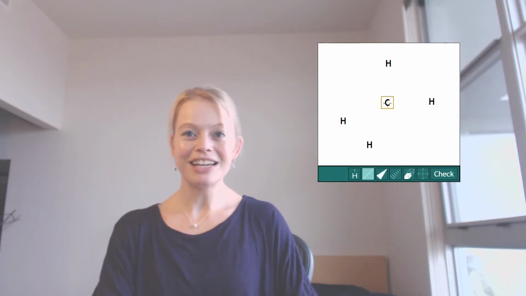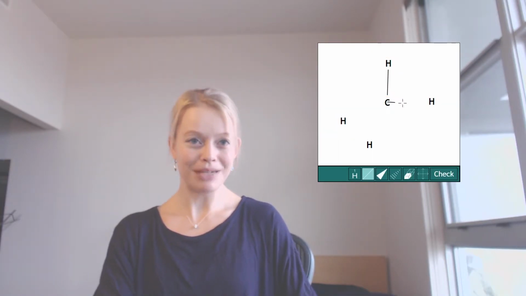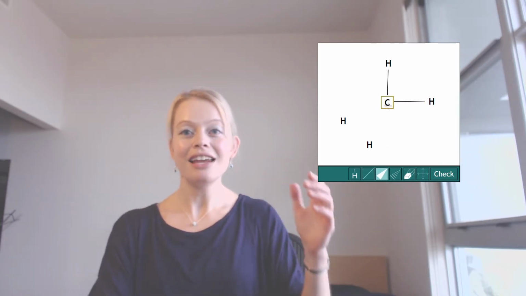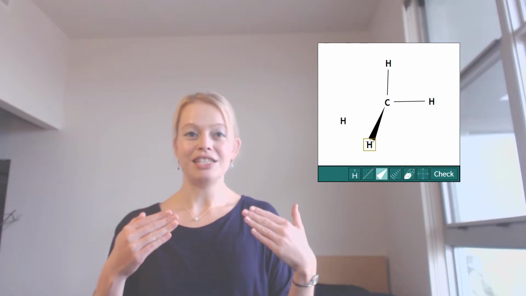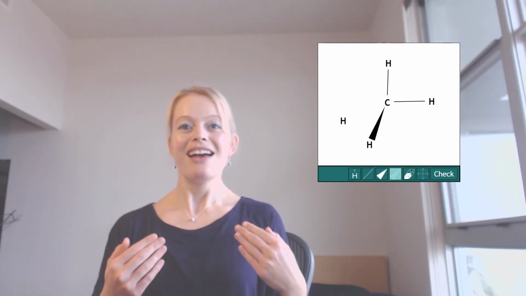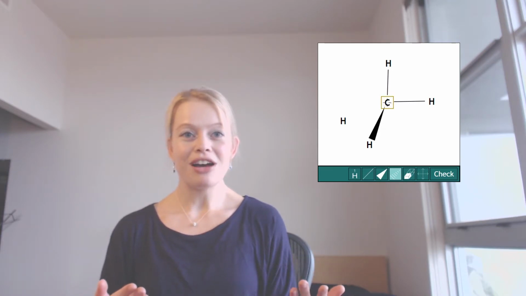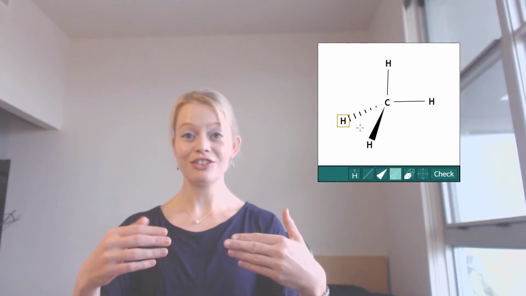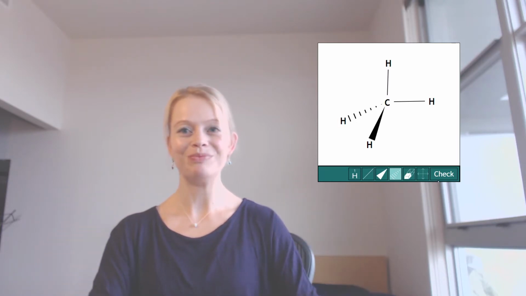We also have a version of the Lewis structure that uses wedges and dashes to show the three-dimensional geometry of a molecule. So here, the straight lines show bonds that are in the plane of the screen, and the solid wedges show bonds that kind of come out of the screen. So you can imagine that this hydrogen atom is coming towards you. And the dashed wedges show bonds that go behind the screen. So you can imagine that this hydrogen atom is going away from you.